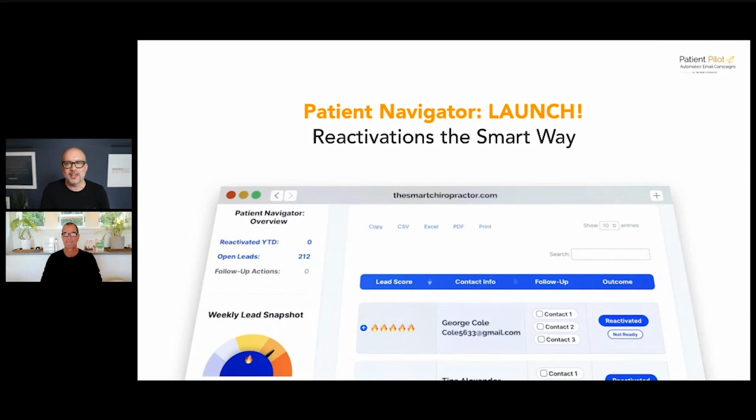We are super excited, and you are in the right place because you're going to see what we've been working on, and more importantly, how it can help you help more people in your practice and in your community. We're pumped. We cannot wait to showcase to you Patient Navigator and highlight how it can really make patient reactivations so much smarter, easier, better, and faster in your practice. We've got something super exciting to launch and share with you.